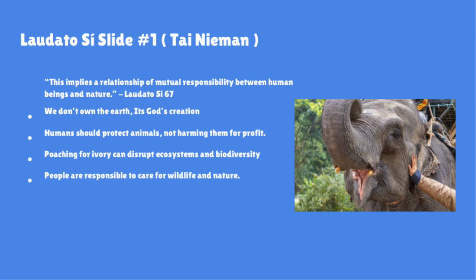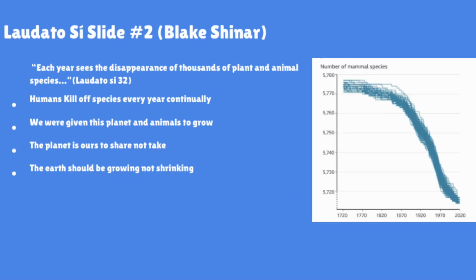Poaching elephants for ivory disrupts the ecosystems and threatens biodiversity because elephants are a keystone species. Protecting them also helps protect many other organisms in the environment.